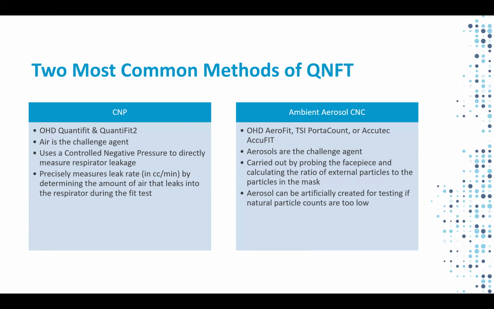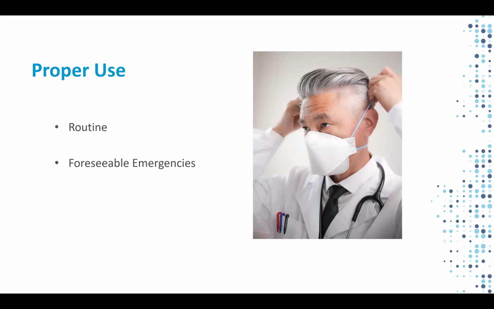Then with CNC, you're using ambient aerosols or you're producing aerosols in a room, and you're using those as the challenge agent. You're either probing the respirator or you're using probes that attach through an adapter. That's another thing: with CNP, you're also using adapters that adapt the mask to that technology. With ambient aerosol, you're either using an adapter to create a probe behind the filter, or you're directly probing the respirator. I've seen both. Then you're counting the amount of aerosol inside and outside the respirator, and that's how you're determining leakage. Yes, so PortaCount is CNC.